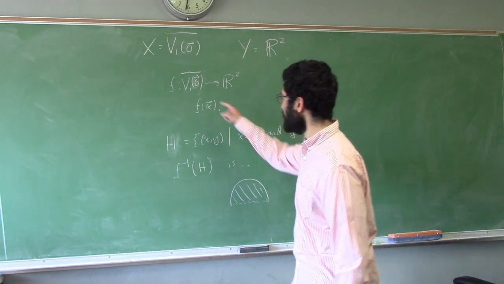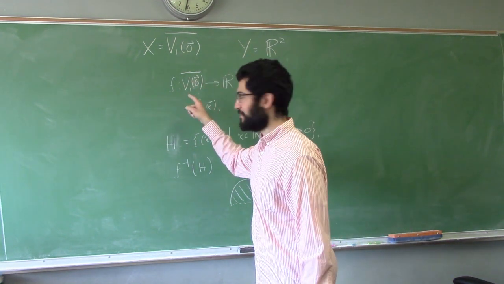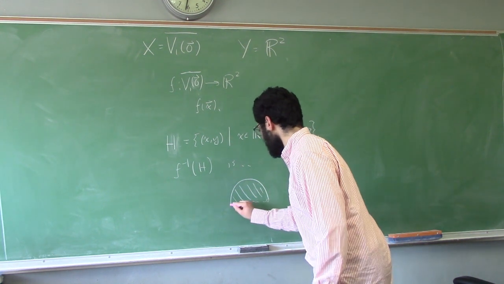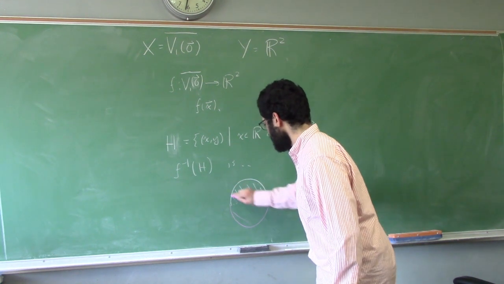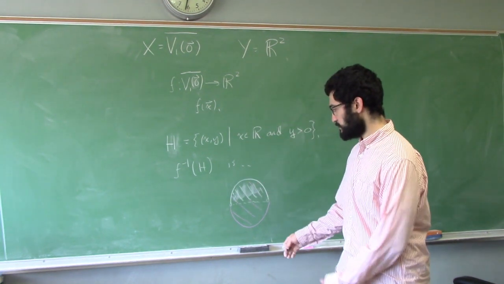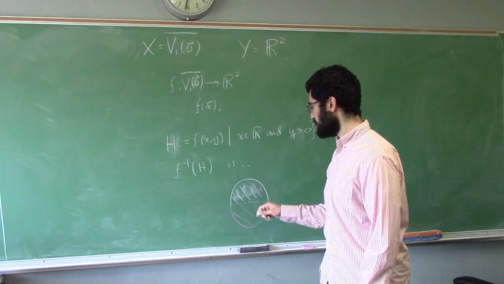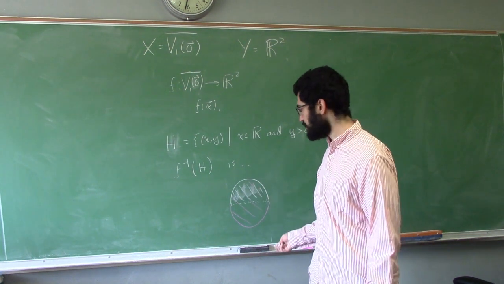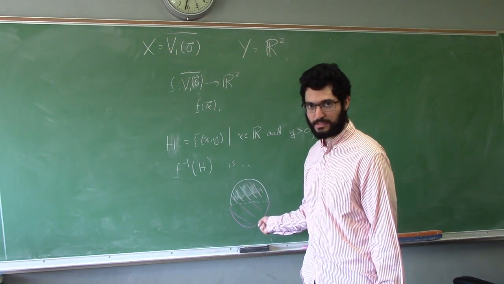but the domain metric space is not R2. The domain metric space is the closed unit disk. So this is the background space that the set exists in. Not the entire plane, but just the closed unit disk. And this half disk, while it's not open in R2, it is open in the closed unit disk.